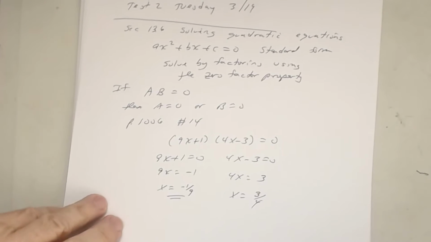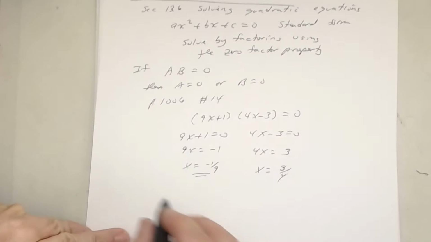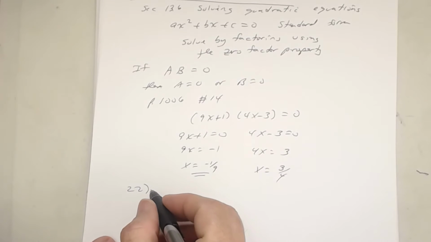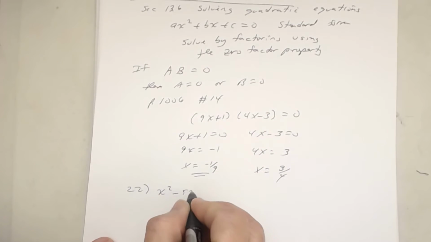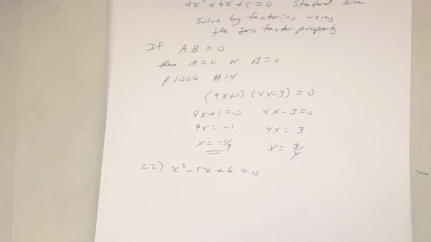Okay, now let's look at 22. So in 22 we have x squared minus 5x plus 6 equals 0. And I want to solve this equation. What kind of equation is this? Quadratic. Because later on in another chapter, the type of equation determines how you're going to solve it. So this is the quadratic equation. The only way so far you know how to solve a quadratic equation is to solve it by what? Factoring. In order to solve this by factoring, it has to be in what form?